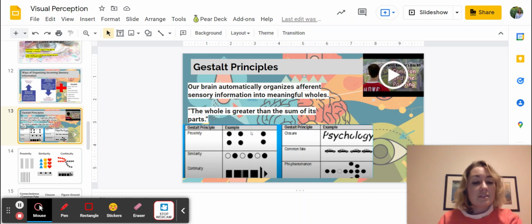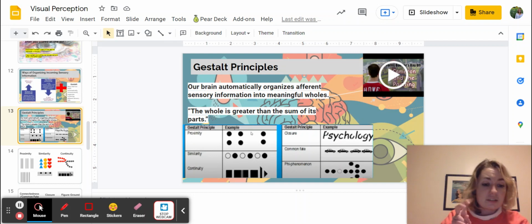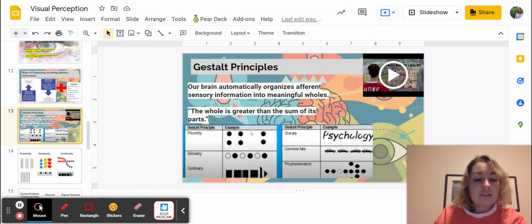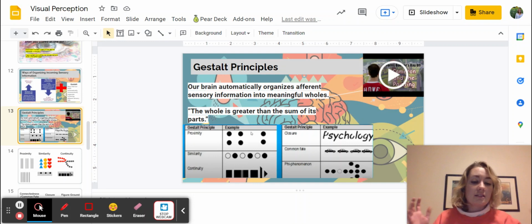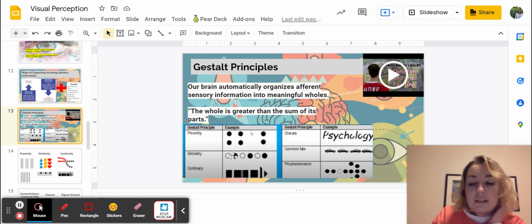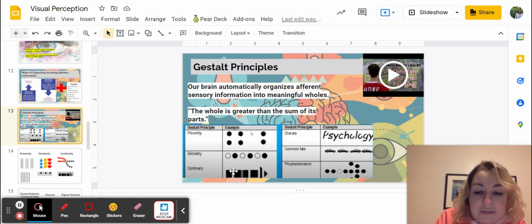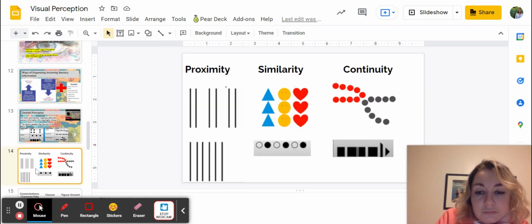So we're going to look at different Gestalt principles, or little tricks that our brain does, according to Gestalt psychology, to process things automatically to create those meaningful wholes. So here's some right here, but I'll go in more depth. You can see some of these little tricks that our brain does.